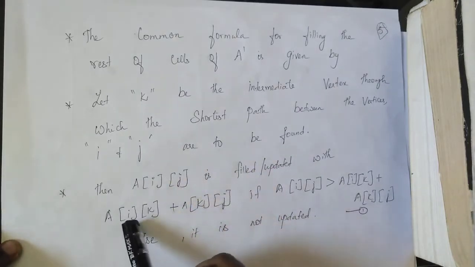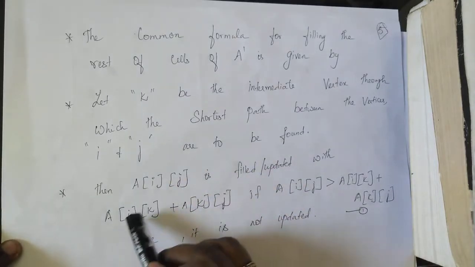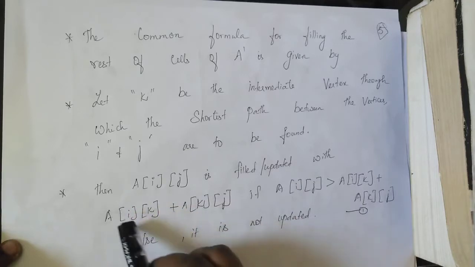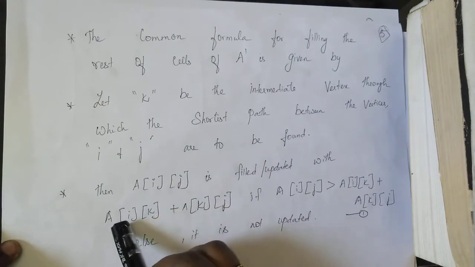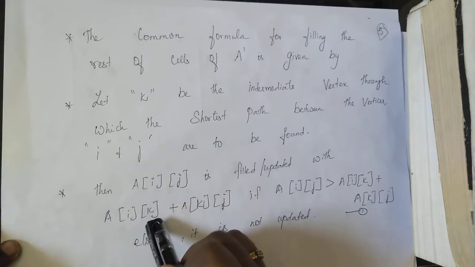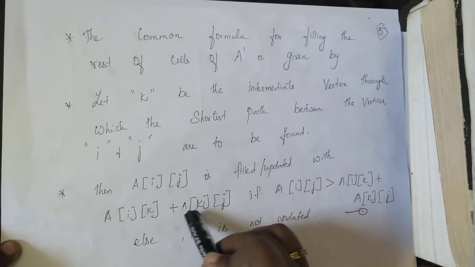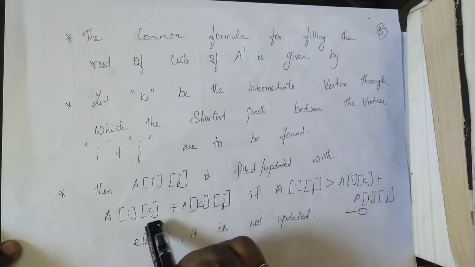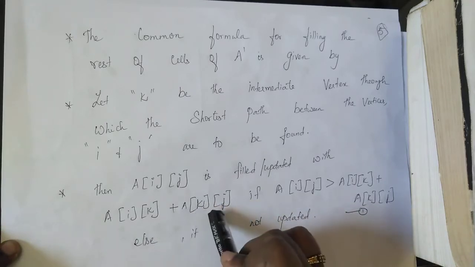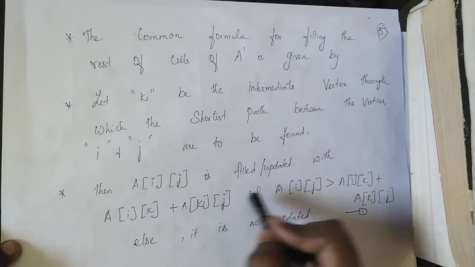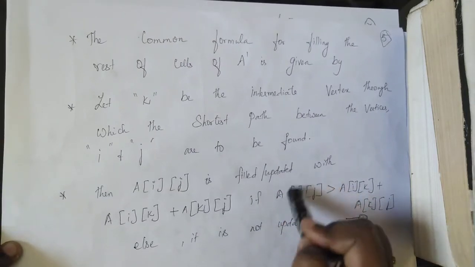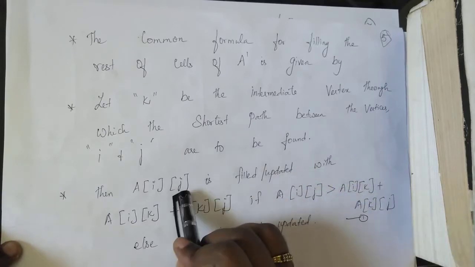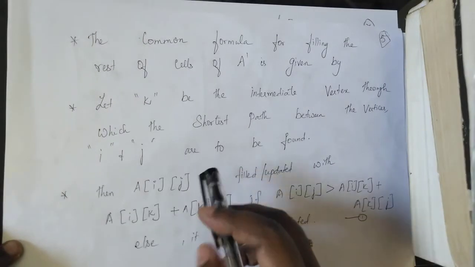This is done using this formula. We find the values from the A0 matrix, that is the initial matrix. So A of CA we obtain from the A0 matrix, and AD we also obtain from the A0 matrix. We add them together, and if the value of A of CD in the A0 matrix is greater than this sum, then we will update it in A1. Otherwise we will keep it as such.